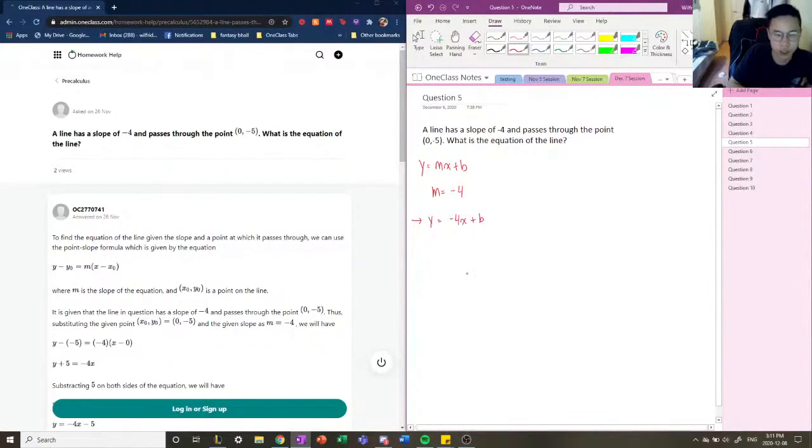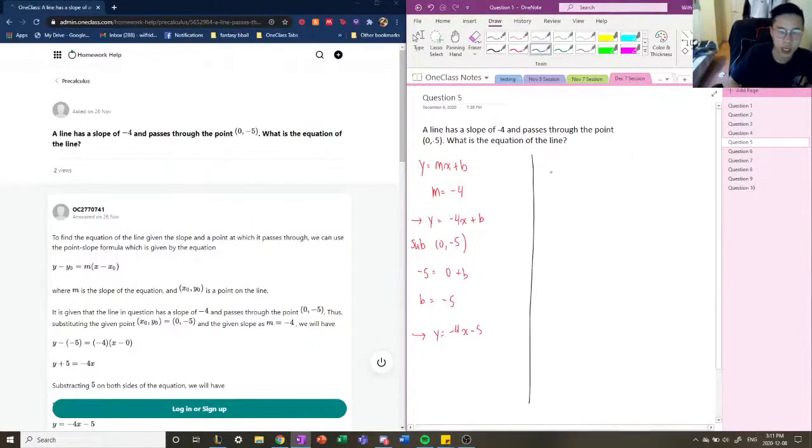Now we're given a point on the line, so let's just sub in (0, -5). What do we get? -5 equals -4 times 0, which is 0, plus b. And now we know that b equals -5. Now we have found our line equation, which is just y equals -4x minus 5. That's the first method of finding your line equation.